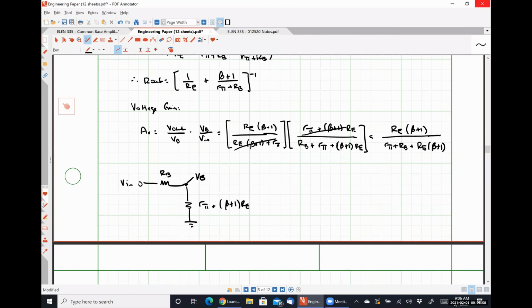Easy enough to follow. So our base resistance here does serve to decrease our voltage gain by some factor.